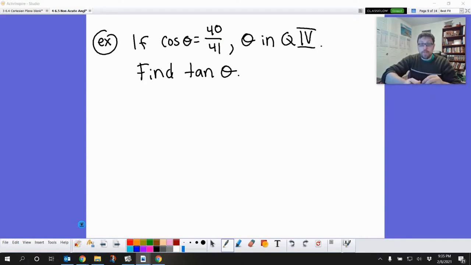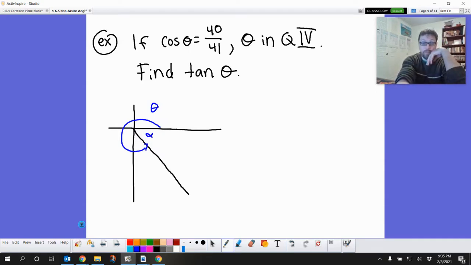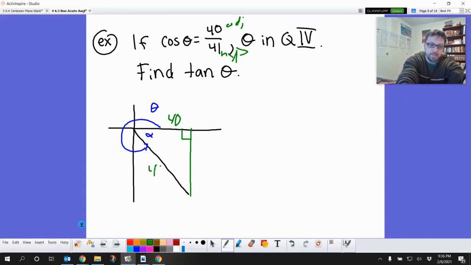Let's do another one. So this one is going to be in quadrant 4. So let me draw my angle here real quick. Whoop, whoop. So we're down here in quadrant 4. So here's my theta. And here's that reference angle thing. We're going to see that defined very soon. We want to figure out, okay, well, cosine is going to be adjacent over hypotenuse. So adjacent and hypotenuse. Let me draw a right triangle here, connecting it to the x-axis. My adjacent side is going to be 40, and my hypotenuse is going to be 41.